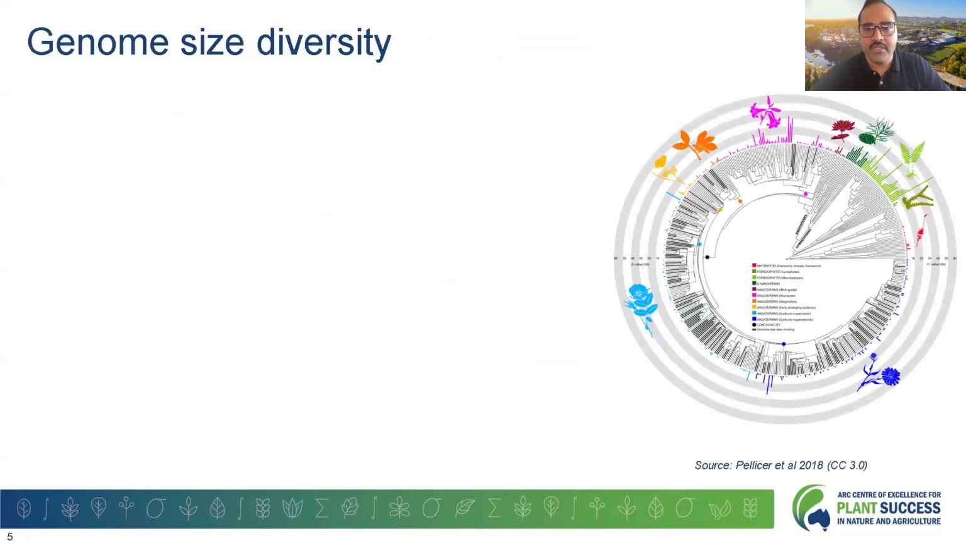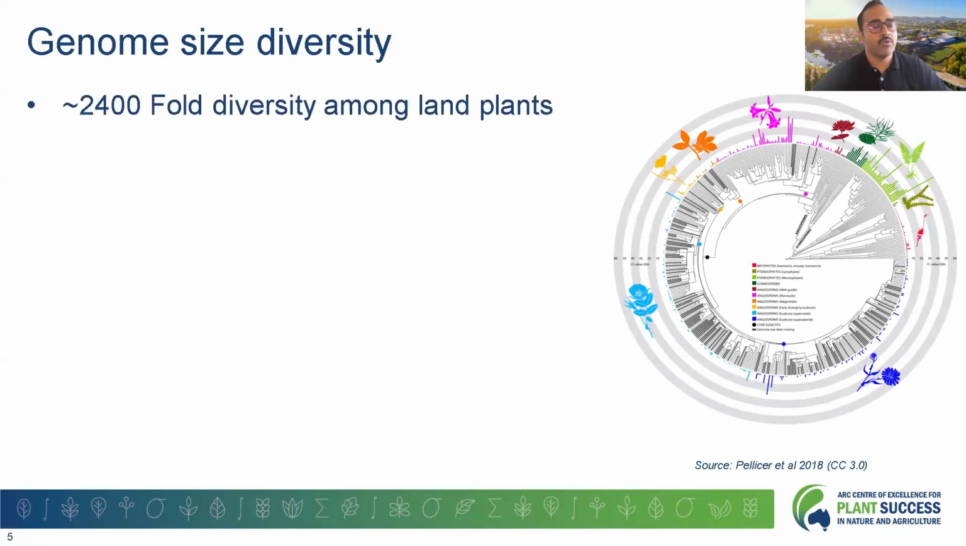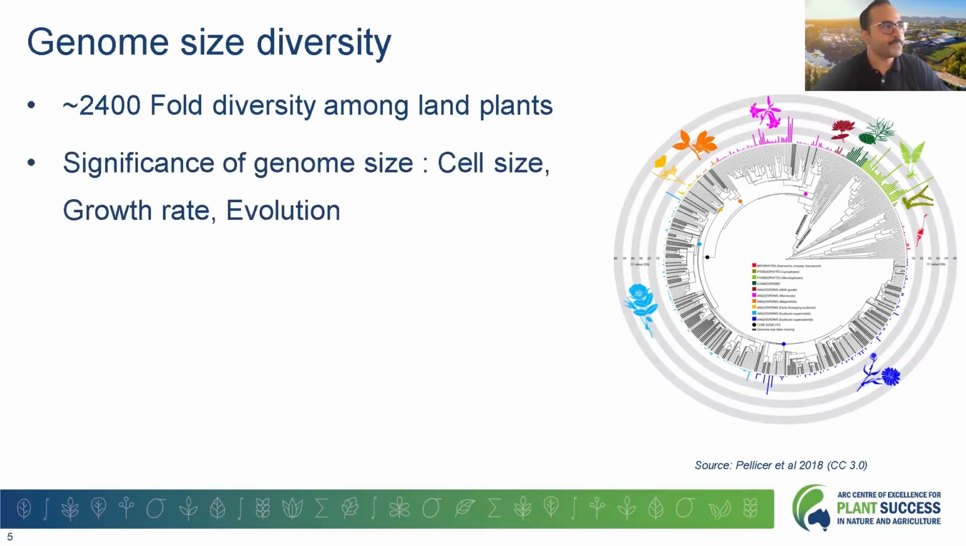Now, considering the diversity, this image has been taken from one of the research studies. We found that there is a profound diversity in the plants themselves. This image represents the plants, where we found nearly 2,400-fold diversity in land plants in terms of their genome size. Some of the genomes are really small, at 60 megabase pairs, whereas some of the plants are really large, at 150,000 megabase pairs. What is the significance of the genome size?